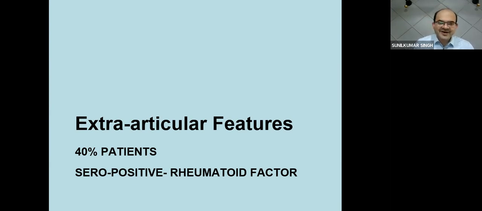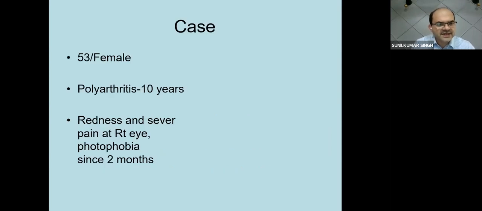So I'm moving now from the joint manifestations to the extra-articular features. And we see them in about 40% of the patients. And mostly these patients are rheumatoid factor positive. So we look at a patient of rheumatoid arthritis of about 10 years duration who comes with severe pain and redness at the eye and photophobia, which she complains of for about 2 months duration.